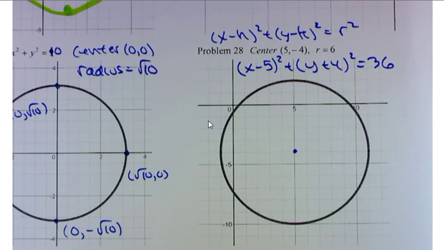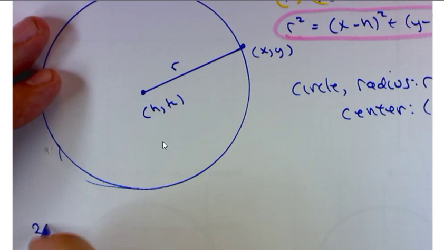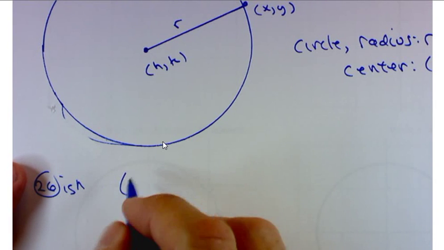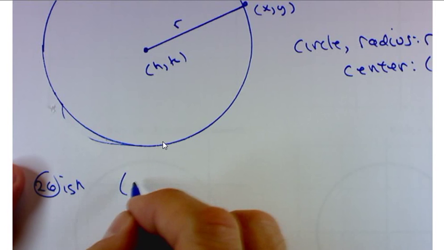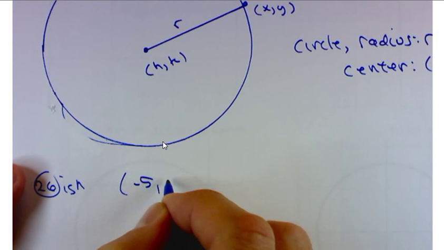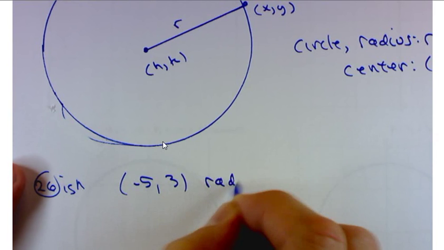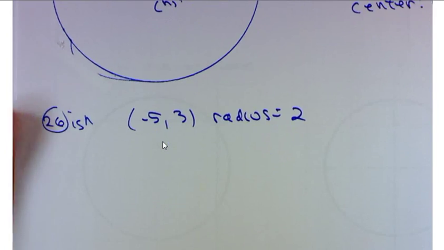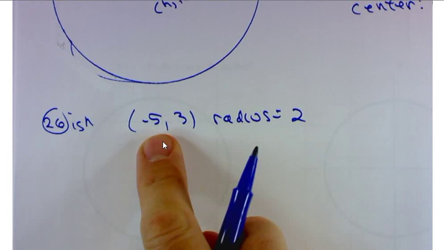Do you want to do another one like 28? Let's do 26 then. So problem number 26. Let's do 26-ish. I want a center at negative 5 and 3 and a radius equal to 2. So I just changed that. I made that a negative just to make it a little bit more interesting for you.